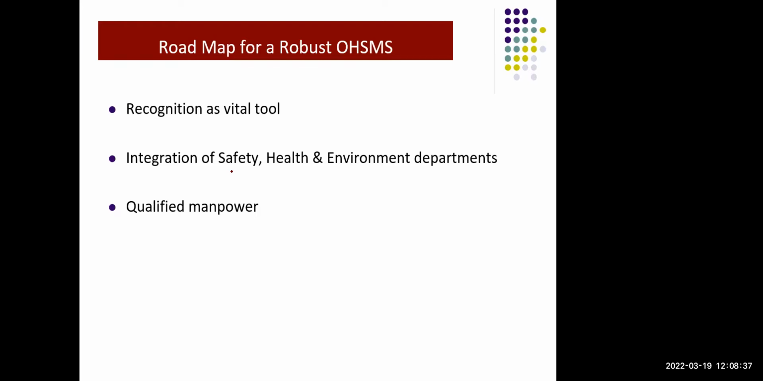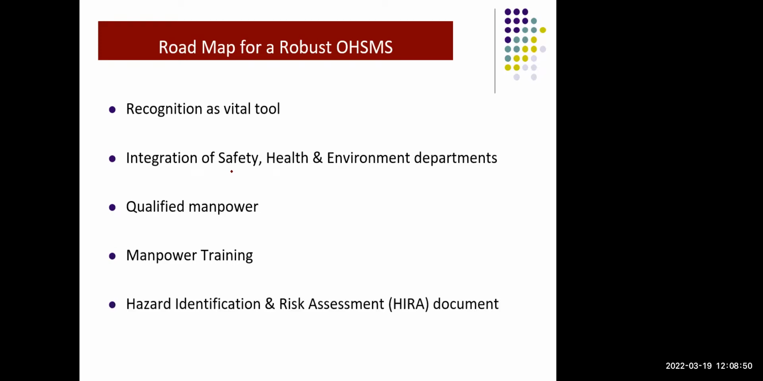Qualified manpower, of course: a properly qualified safety engineer or a qualified doctor, MBBS, AFIH. Manpower training, on-the-job training, safety training, soft skills, and the hazard and risk assessment document. This document is extremely important. It's the mother document to control all the occupational health hazards. This is very important.